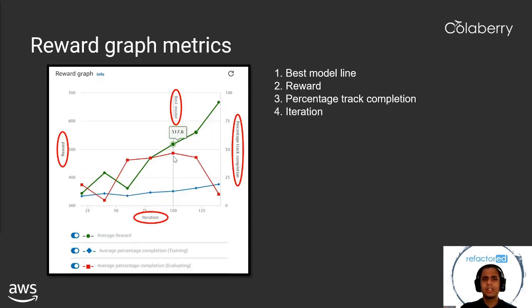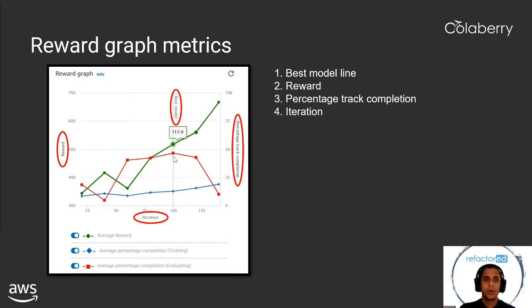Next, let us learn about the reward graph metrics. First, the best model line allows you to see which of your model iteration has the highest average progress during the evaluation. The checkpoint for this iteration will be stored. A checkpoint is a snapshot of a model that is captured after each training iteration.